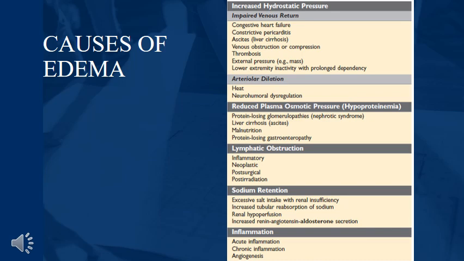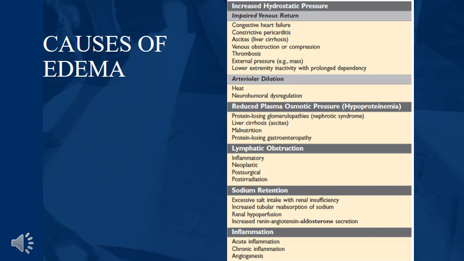If the liver gets damaged or liver cirrhosis occurs, then there is a huge chance of a decrease in albumin due to decreased synthesis of albumin. Then malnutrition: if anyone takes insufficient protein on a daily basis, the body can also lead toward malnutrition. Then protein-losing gastroenteropathy: any GIT condition in which the body is losing albumin from plasma will also cause reduced plasma osmotic pressure.